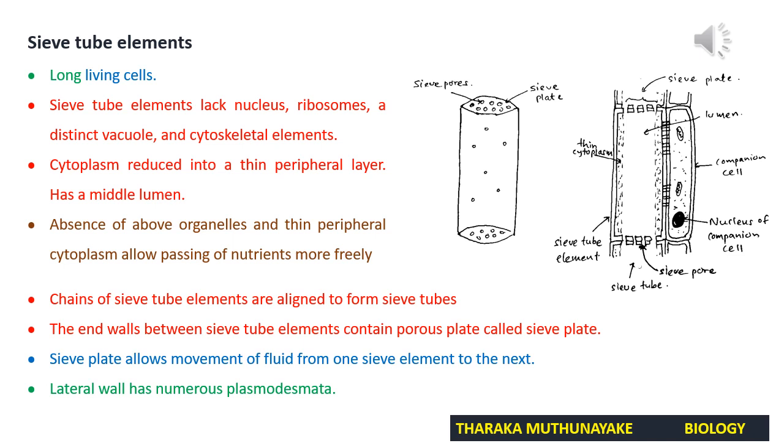Think in an opposite way. If cytoplasm completely filled the inside of the cell, food movement or phloem translocation can't happen. Therefore, having a lumen is important. To maintain a lumen, to form a lumen, cytoplasm becomes thin and confined to the periphery of the cell. The second adaptation. Third one, it says chains of sieve tube elements are aligned to form sieve tubes. It is important for continuous movement of food or phloem sap inside the sieve tube. Then it says the end walls between sieve tube elements contain a porous plate or sieve plate. That's the fourth adaptation. So remember this very carefully.